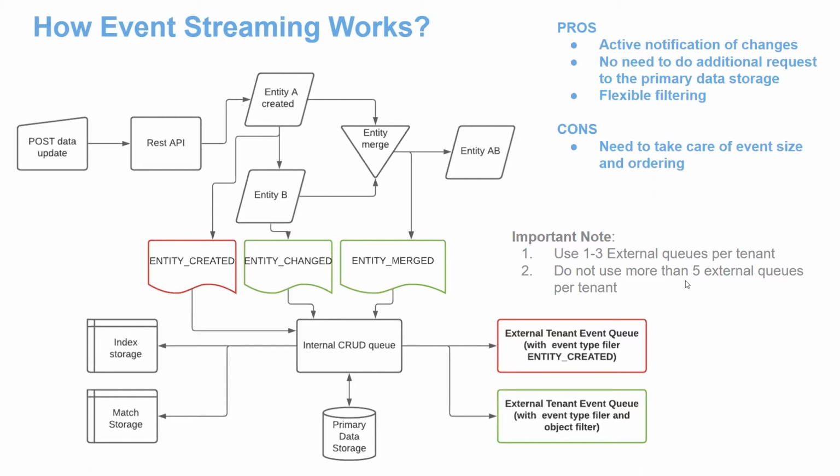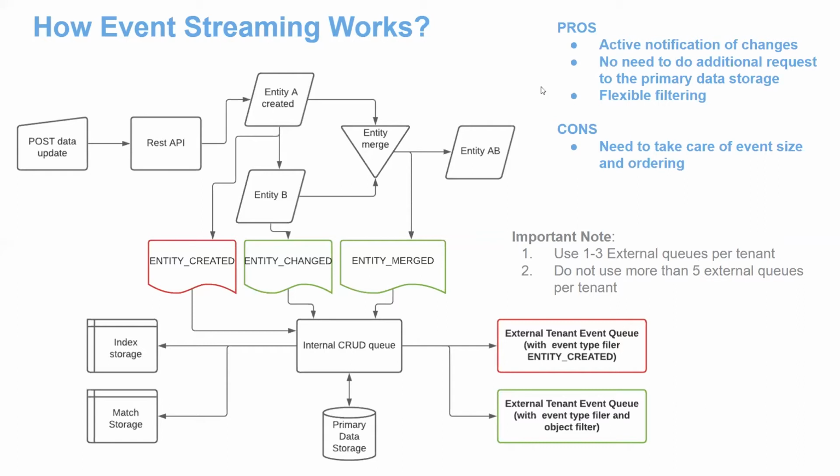There's an important note here which says that you shouldn't really create tens or hundreds of queues per tenant. We recommend using between 1 and 3 queues, and this is what all of our customers usually use. And we don't recommend using more than 5 external queues.